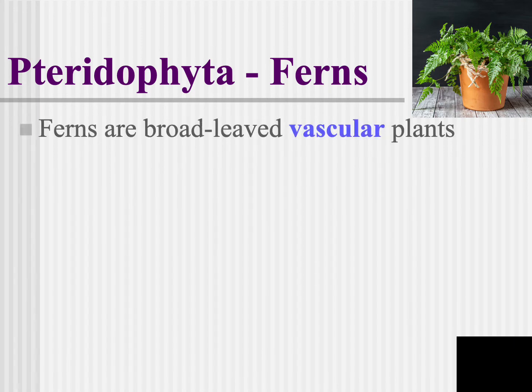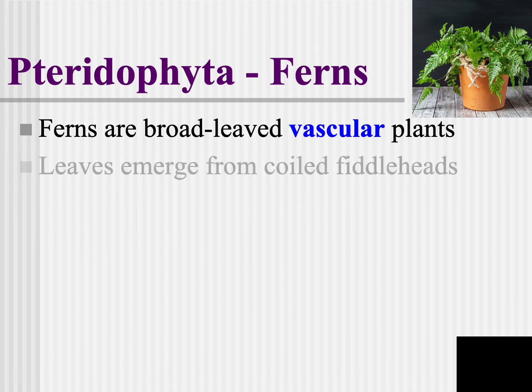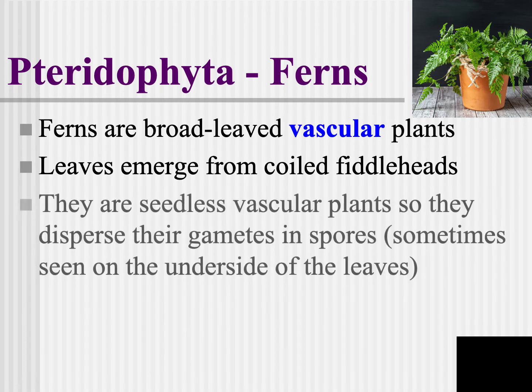The ferns, Pteridophyta, that P is not said, so it's a silent P. Ferns usually have kind of broader leaves or wider leaves, and they are vascular plants. So the rest of the plants that I'm going to talk about, they do have veins or vascular tissues. The leaves emerge in little tiny coils, and these little coils are called fiddleheads that start to uncoil, and then the leaves start to grow in size.